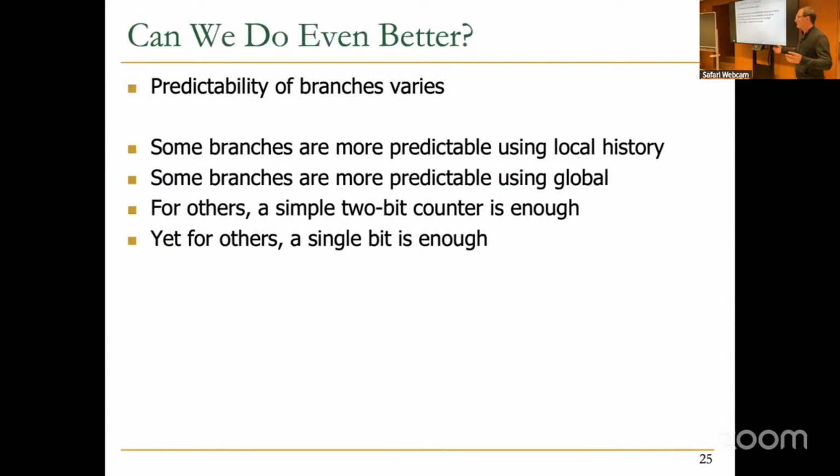I'm going to give you several ideas over here. One is basically there's no good algorithm for every single branch. Essentially, predictability of branches varies across branches. Some branches are more predictable using local history, for example, loop branches. Some branches are more predictable using global history, for example, branches that are dependent on prior branches that are executed, like we have seen earlier. For others, the simple 2-bit counter is enough. Yet for others, a single bit is enough, right?